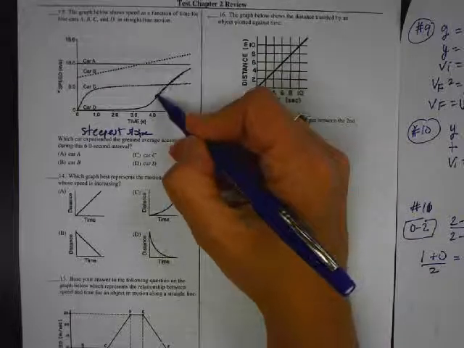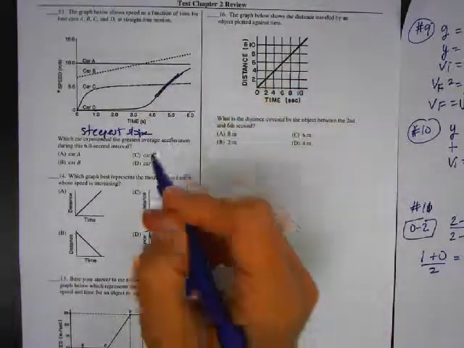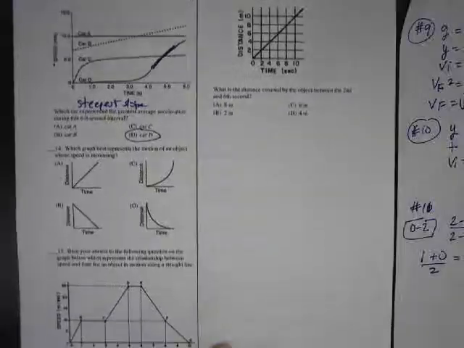And I'm not going to calculate it. I can see that right here, that's the steepest slope. So that's why the answer is D.